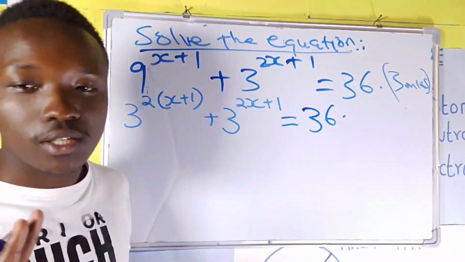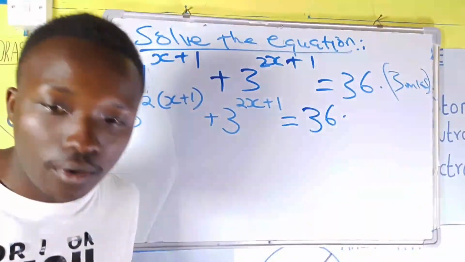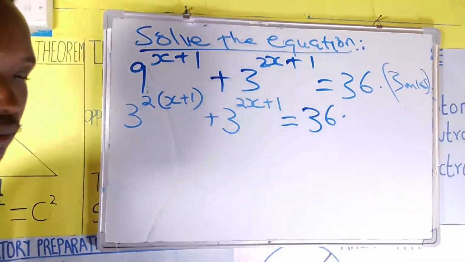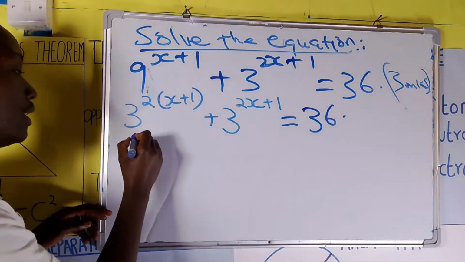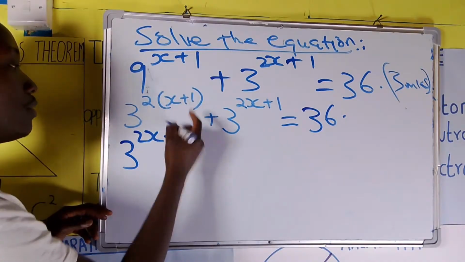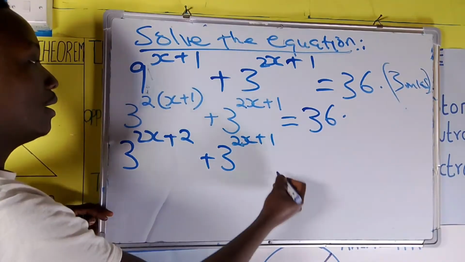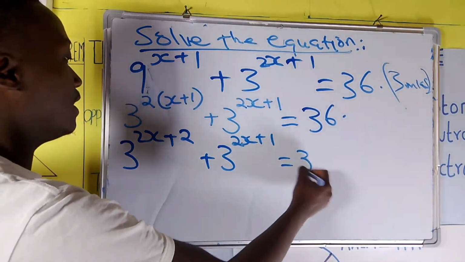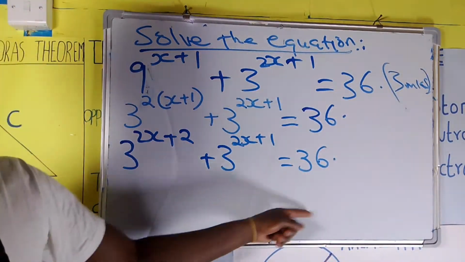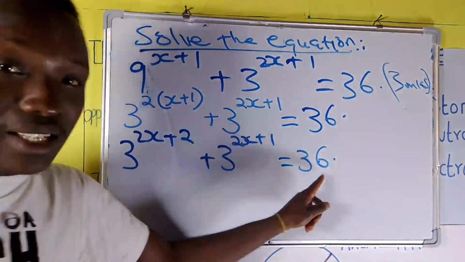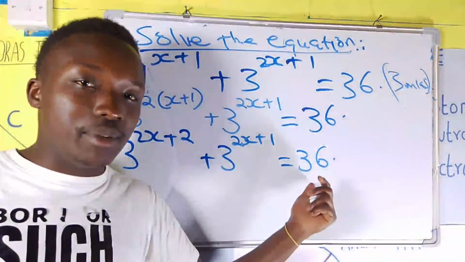Wewe yeke hivyo, usiforce issues, unaiacha tu hivyo. Ukiacha hivyo, to open brackets hapa, so itakuwa 3 to power 2 times 2x is 2x plus 2 times 1 is 2, plus 3 to power 2x plus 1 is equals to 36. Sasa hapa ujue huwezi kuja useme ati drop base 3. Hapa hakuna base 3. In this case you cannot drop. Why? Because we don't have 36 being written as base 3.